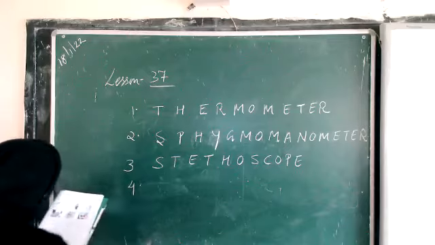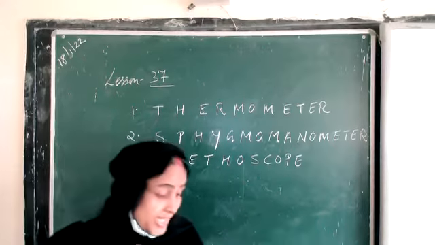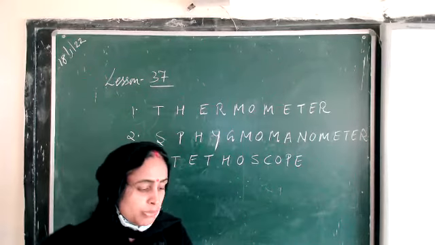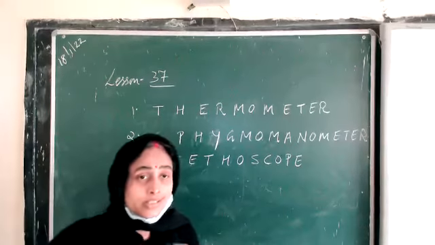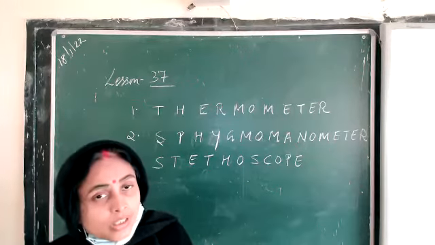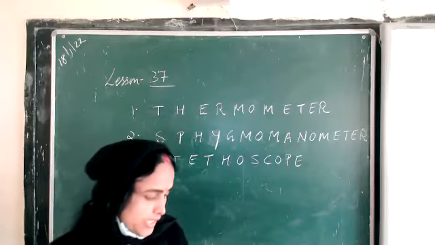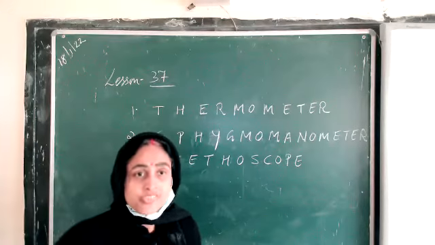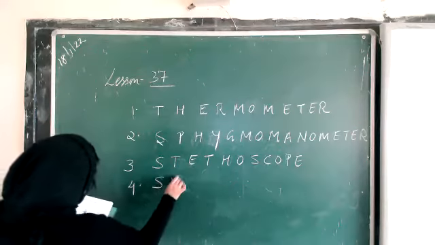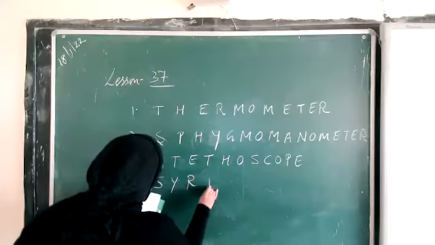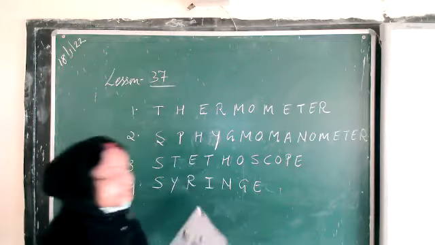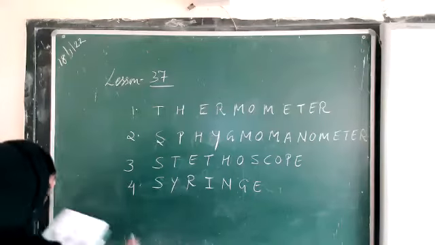Next one. Dash is used to inject fluid into or take out of a person's body. We inject it, and that fluid gets injected inside our body, and we take it out also. So what is that equipment called? It is called a syringe. With the help of a syringe only you are injecting, no? So write syringe. S Y R I N G E. Okay.